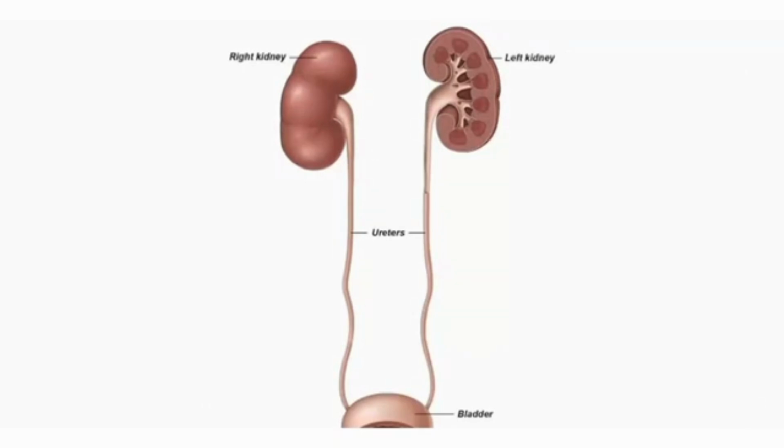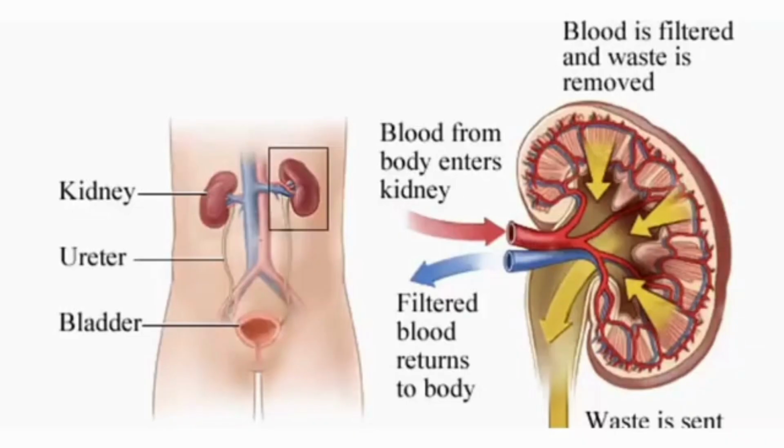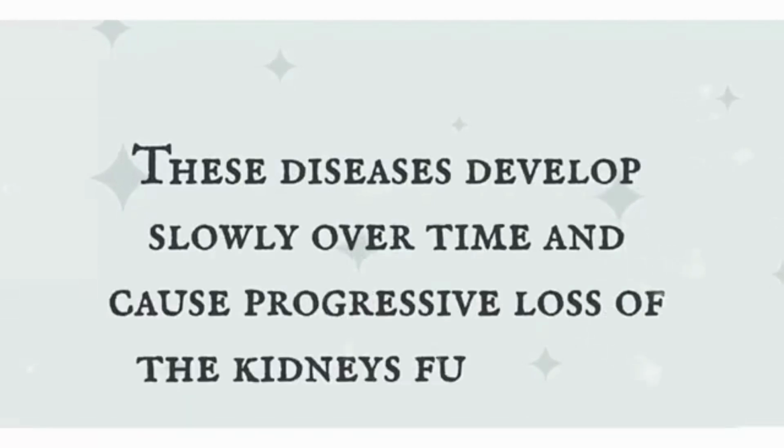Kidney disease often affects both kidneys. If the kidney's ability to filter blood is hindered, waste and excess fluid build up in the body, resulting in abnormalities, which do not give symptoms until late in the course of the disease. These diseases develop slowly over time and cause progressive loss of the kidney's function.